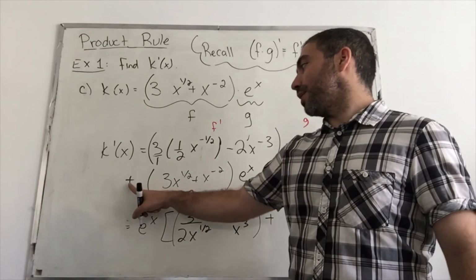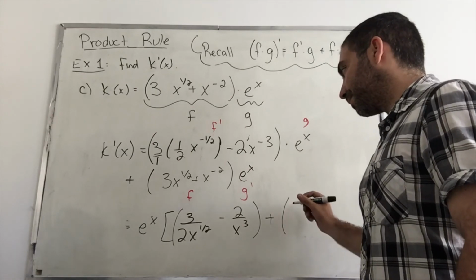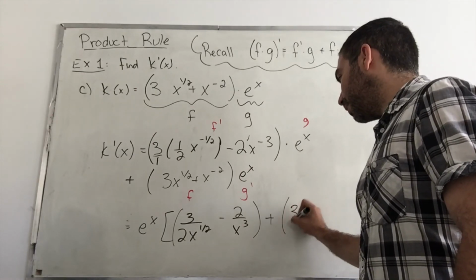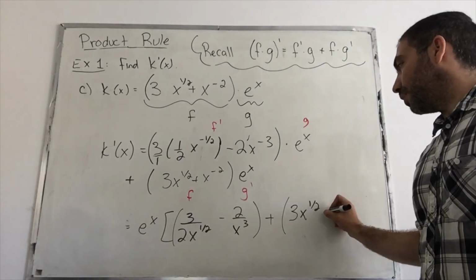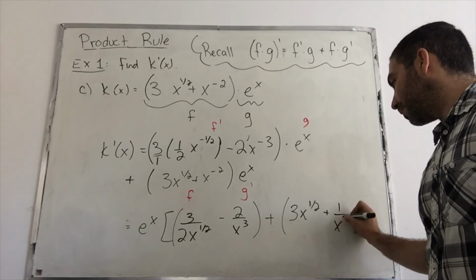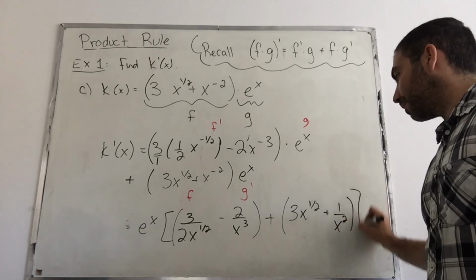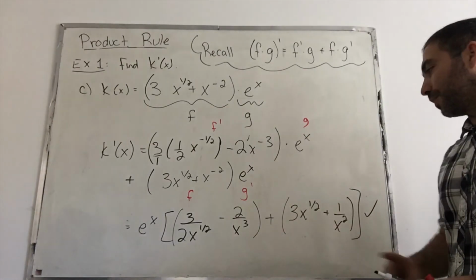Plus, because we have our plus here, and now the f that's left. We have 3x to the 1/2, and then here we're going to drop the x, so plus 1 over x squared. Okay, and this is the final answer. We can't add any of the terms, they're all different, so we're done.